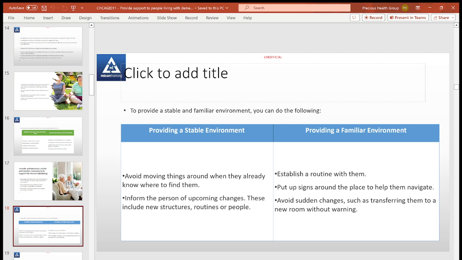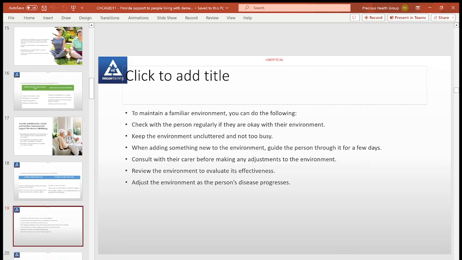up to date. Providing a familiar environment can also establish a routine with them. Put up signs around the place to help them navigate better, and avoid sudden changes such as transferring them from one room to another. All this will, of course, lead to a lot of distress. We don't want people with dementia to be having such a level of distress in their life.